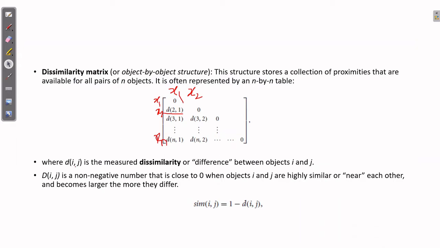So here dij is measured as the dissimilarity or difference between objects i and j. And dij is a non-negative number that is close to 0 when objects i and j are highly similar. Since we're talking about a dissimilarity measure, when the objects are very close or very similar, the value will be close to 0 and becomes larger when they differ. And like we said earlier, similarity between i and j is equal to 1 minus dissimilarity of ij.